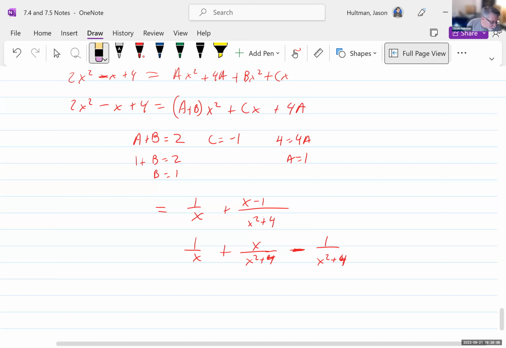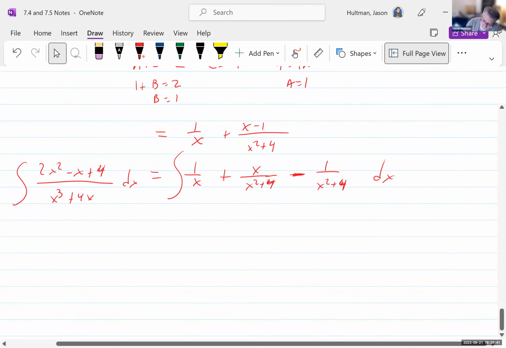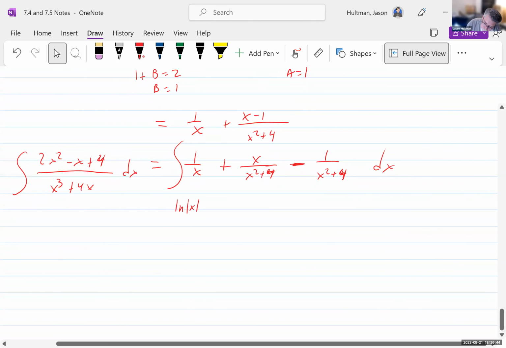And we're going to actually integrate these 3 different ways. Because again, what's the point of this? It's integrating them. The integral of this thing was the integral of the original 2x squared minus x plus 4 over x cubed plus 4x dx. That's what this thing became. So let's just take this term by term and integrate. If I integrate 1 over x, that's just natural log of x.